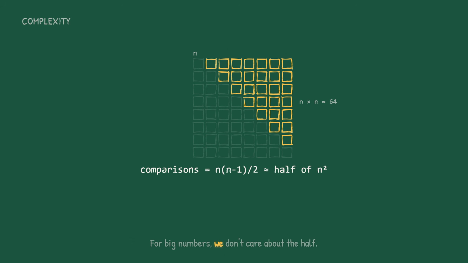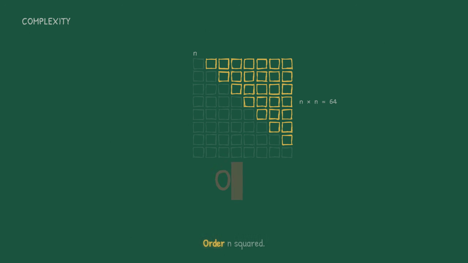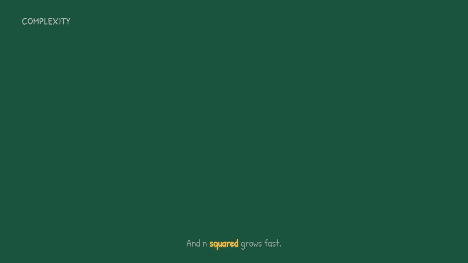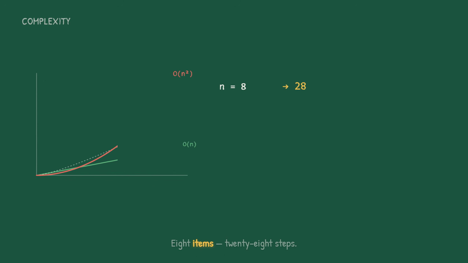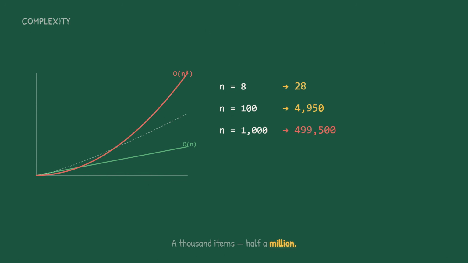For big numbers, we don't care about the half. What's left is n squared. Order n squared, and n squared grows fast. 8 items, 28 steps. 100 items, nearly 5,000. 1,000 items, 500,000. Double the list, and you quadruple the work.